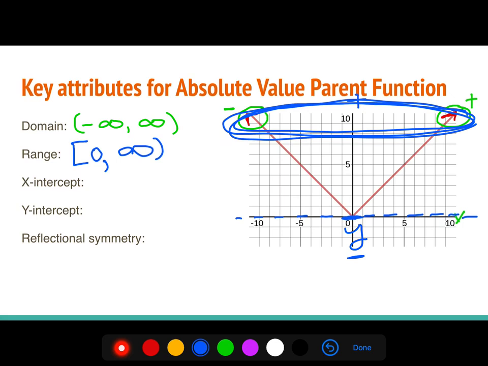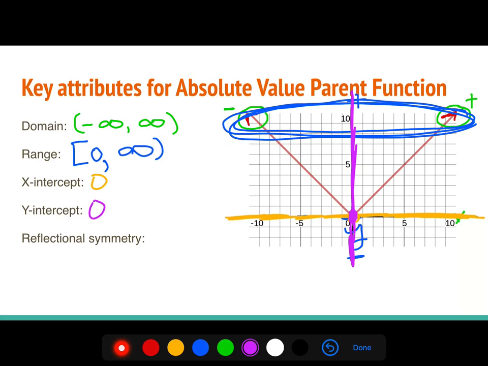Now our x and our y intercepts. Well, that's where it crosses the x-axis. I'm going to look at the x-axis. That's this one. And it looks like our graph is right there at 0, 0. Now my y-intercept. Y goes up and down. Again, right there at 0, 0.